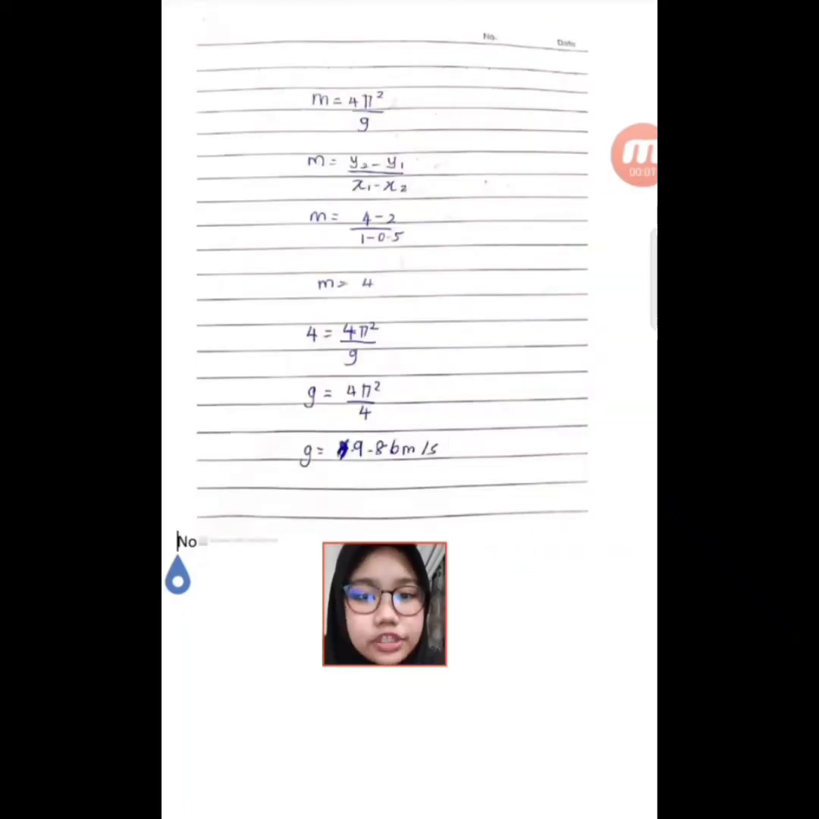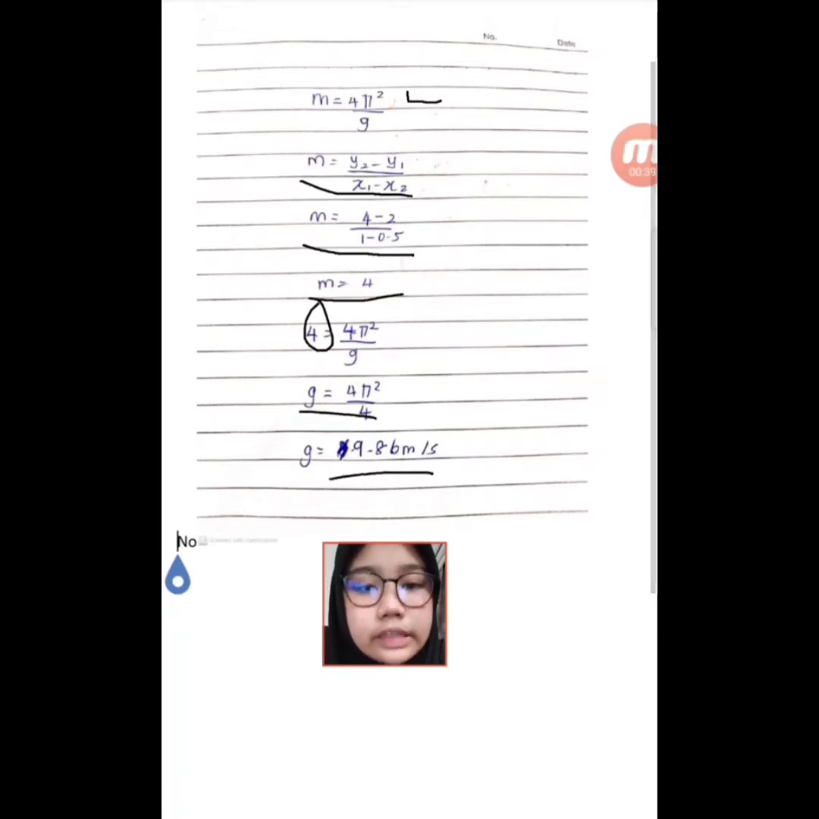So to find g, first we have this equation, m equals 4 pi squared divided by g, which is gravity. First we have to find m, which is y2 minus y1 divided by x2 minus x1. So we get m, which is the gradient, which is 4 minus 2 divided by 1 minus 0.5, we get from the graph. And then we get m equals 4. So now we just replace m in the equation, and then we get g. g equals 9.86 meters per second squared.